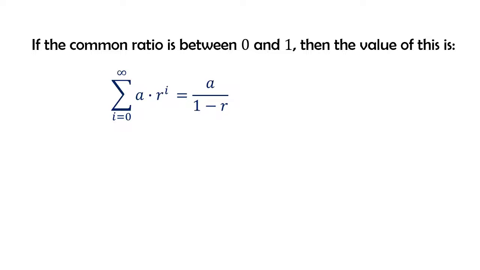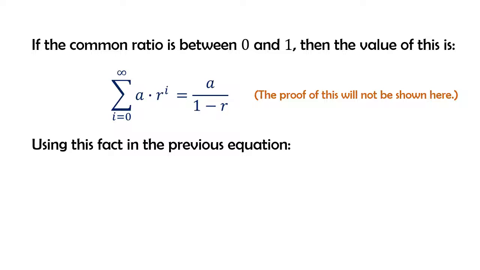A, the constant, over 1 minus r. There's no infinities in there, there's no exponents, it's just simply the constant divided by 1 minus the common ratio, which is a very interesting result. Now there is a proof for this, but I'm not going to do it here on this presentation.